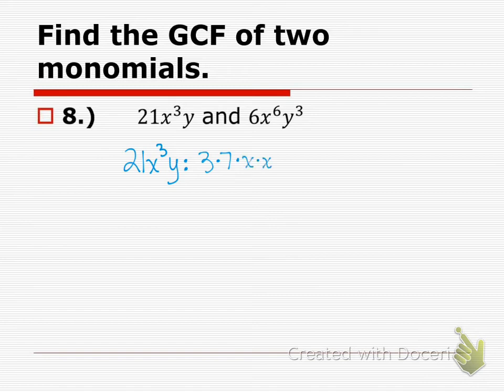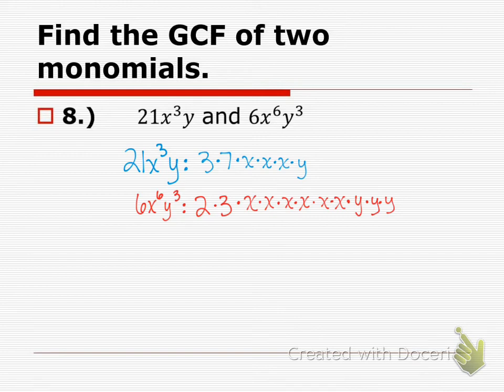So it's going to be 3 times 7 times how many x's? 3, x times x times x, times what else? y. 1 y. 6 can also only break into one set of factors. What times what? 2 times 3. How many x's? 6. 1, 2, 3, 4, 5, 6. How many y's? 1, 2, 3.